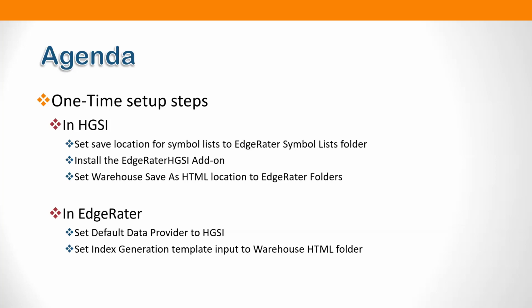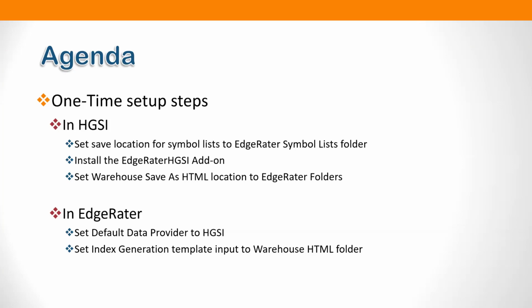And then in EdgeRater, the steps are you need to set your default data provider to be HGSI. You don't 100% need to do this, but it's useful for some very specific templates that have symbols in them that are HGSI specific symbols.